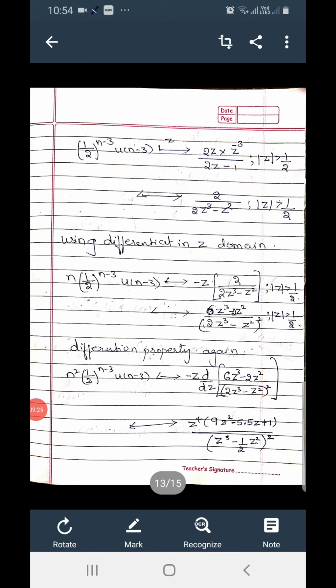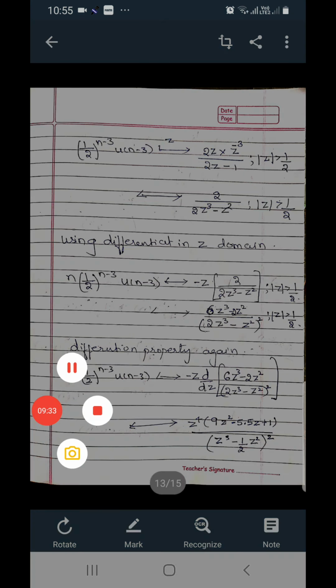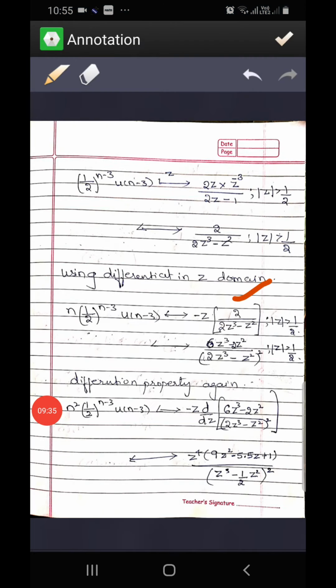So here, using the differentiation property, n into 1 by 3, 1 by 2 whole raised to n minus 3 of n minus 3, minus z into X of z, minus z into X of z. Simplifying this, differentiating and multiplying with minus z, we get 6z cube minus 2z square by 2z square, z cube minus z square whole square, and the ROC will not change. If you see here, the ROC will not be changing.